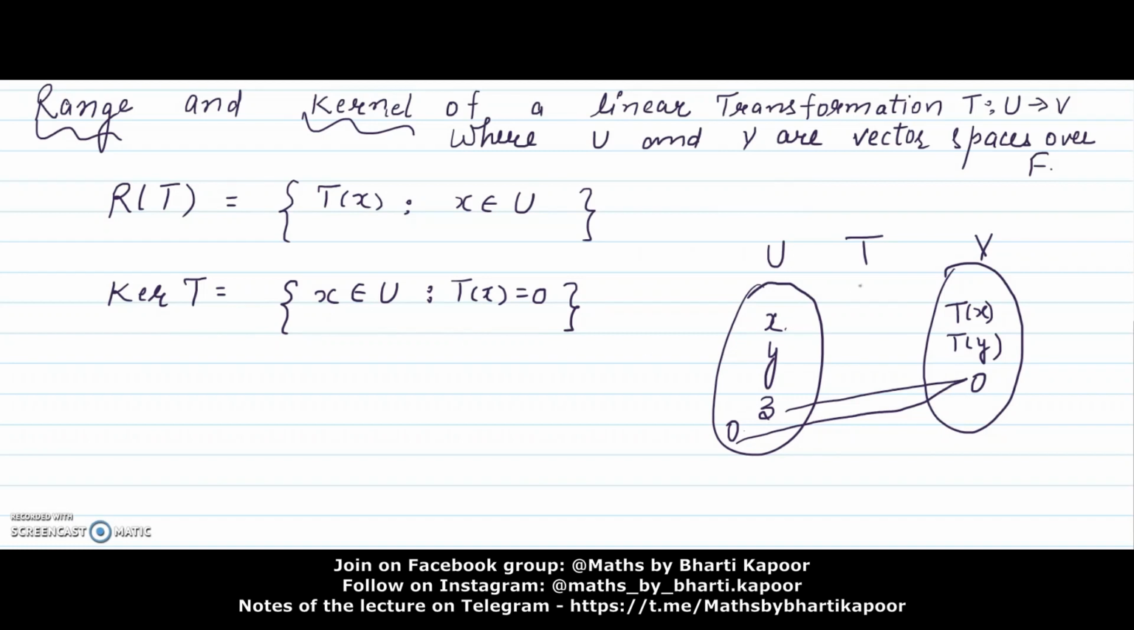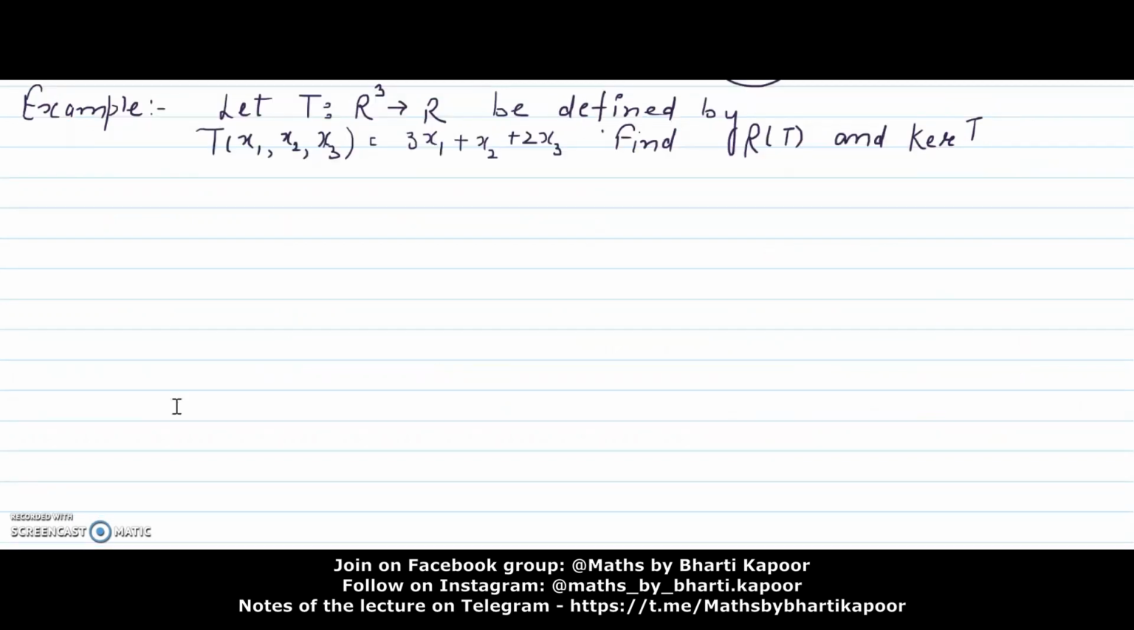Note that range of T is the collection of these elements. So range of T is a subset of codomain V. And kernel T is the collection of elements of U whose images are 0. So kernel T is a subset of U.